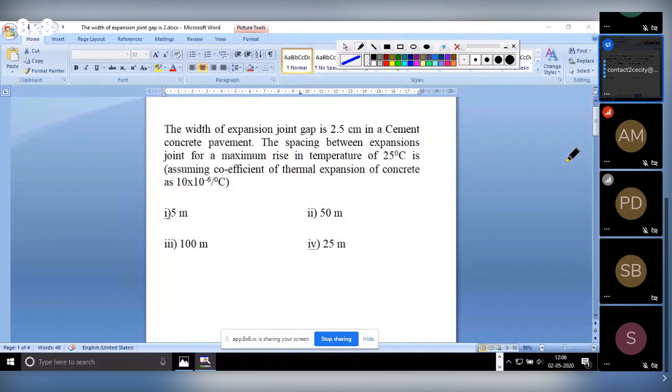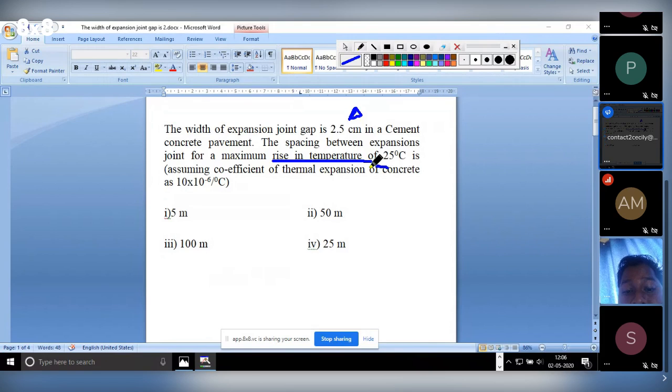Read the question carefully. See what is given. It is given that the width of the expansion joint is this much, so this is your delta. In the cement concrete pavement, we have to find the spacing between expansion joints. For maximum rise in temperature. What did I say? Maximum rise in temperature.